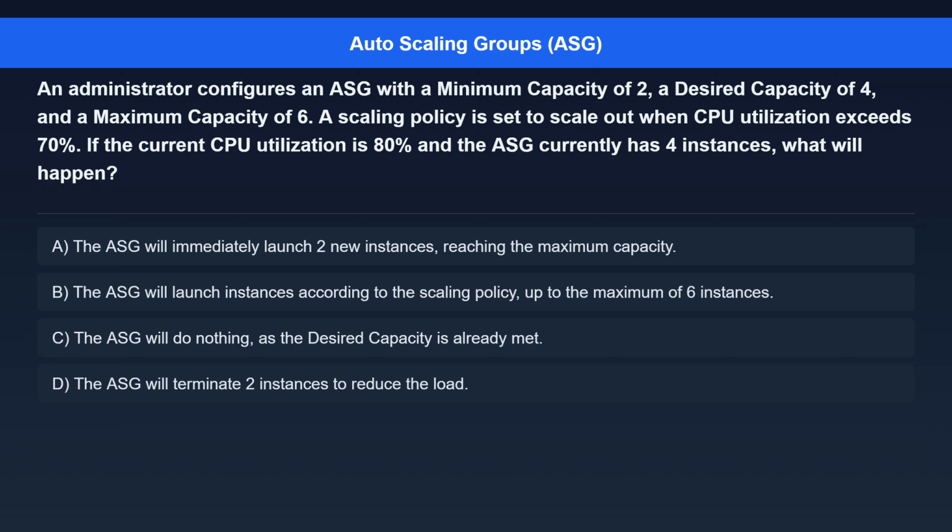Option A. The ASG will immediately launch 2 new instances, reaching the maximum capacity. Option B. The ASG will launch instances according to the scaling policy, up to the maximum of 6 instances. Option C. The ASG will do nothing, as the desired capacity is already met. Option D. The ASG will terminate 2 instances to reduce the load.